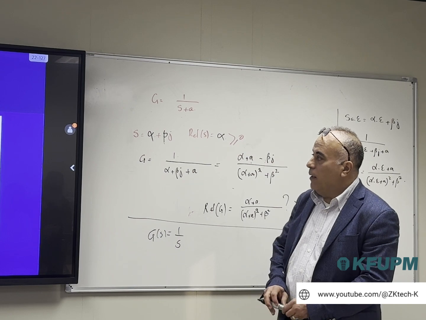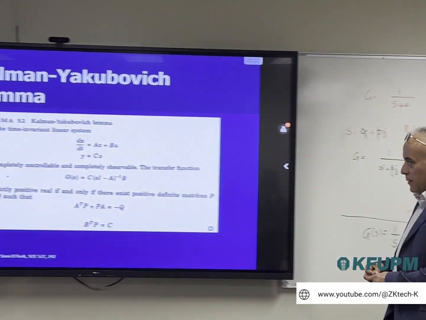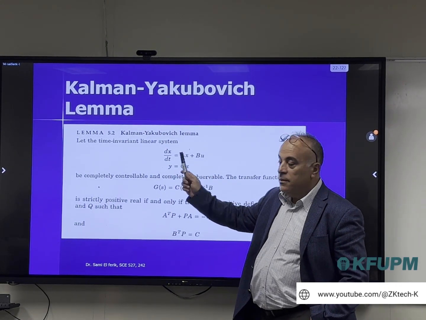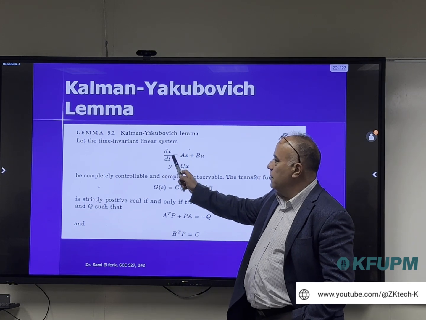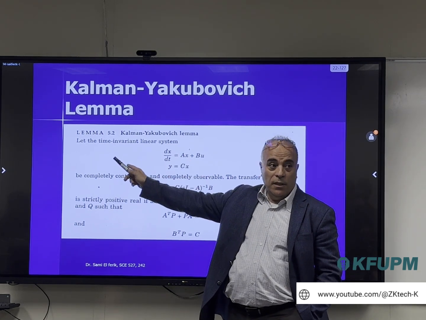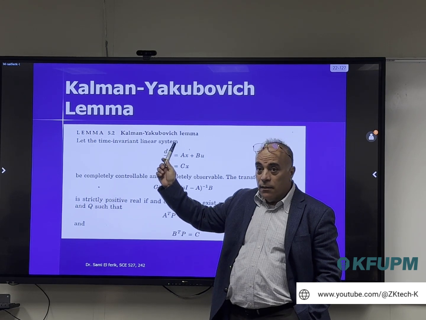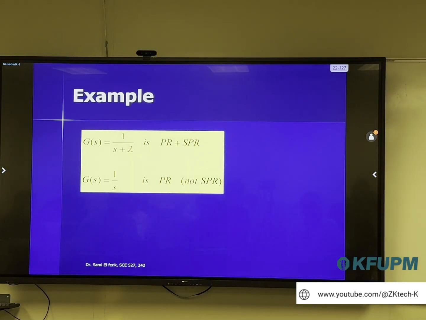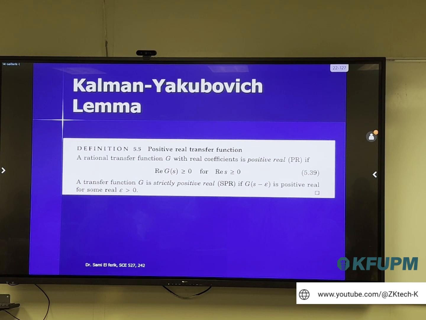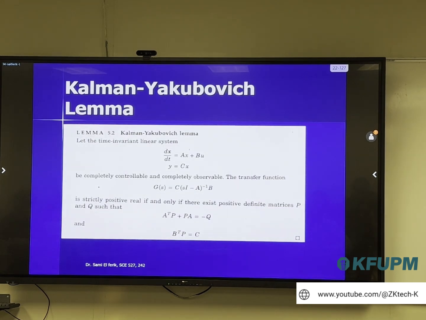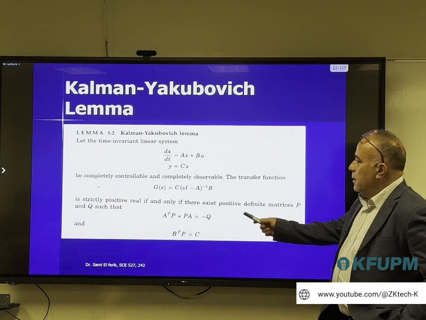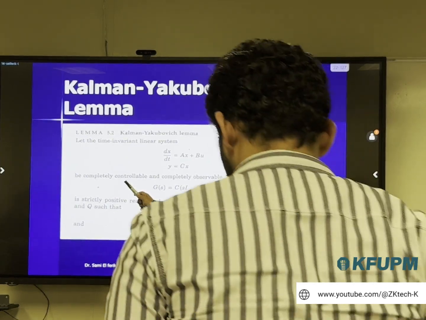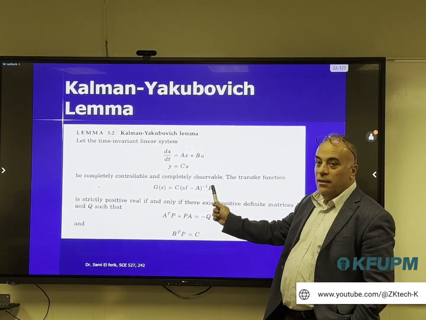This is the Kalman-Yakubovich lemma. It says the following, and you have to pay attention to this because our starting point is the state space model. It says the time invariant linear system. Time invariant to make sure that the coefficients are real. They are not functions of time. In the lemma it says the function has real coefficients. We need to have constant parameters. This is the state space of the system. The system has to be completely controllable and completely observable.